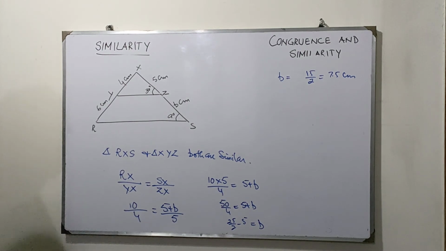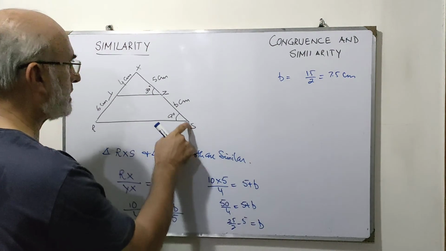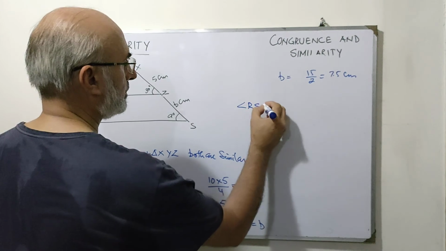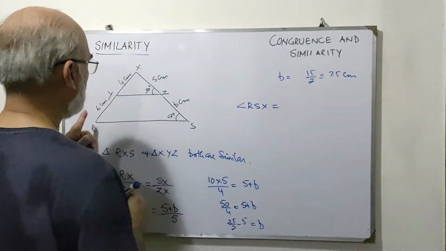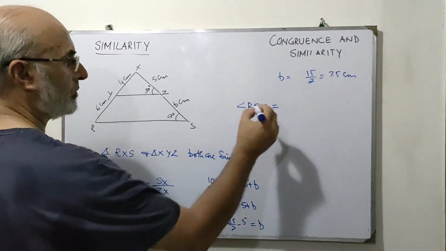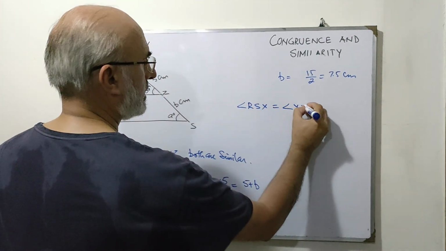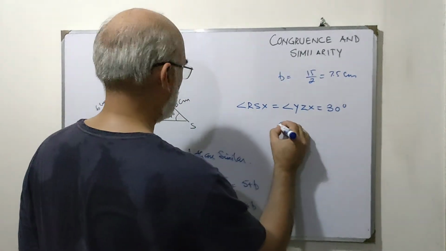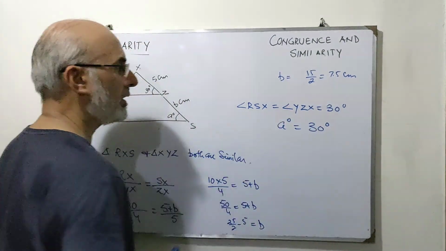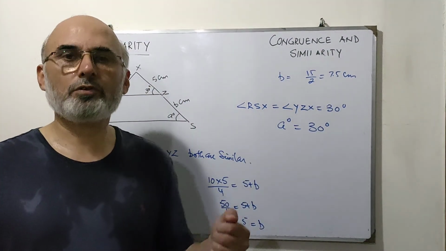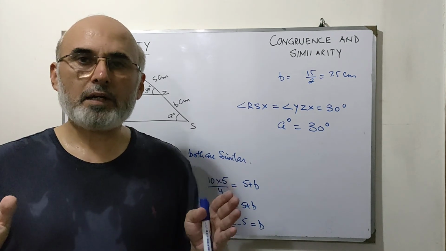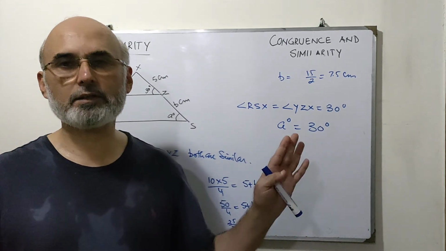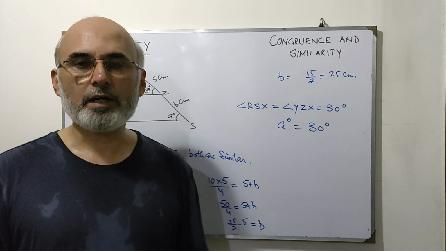Now for the angle, we have to find angle RSX, which corresponds to angle YZX, which is 30 degrees. So A degrees is equal to 30 degrees. Pretty easy, right? Now we have the idea. For similar figures, we have to compare the ratios. If the ratios are equal and the angles are equal, the figures are similar. Pretty easy. Okay, thank you very much for now.